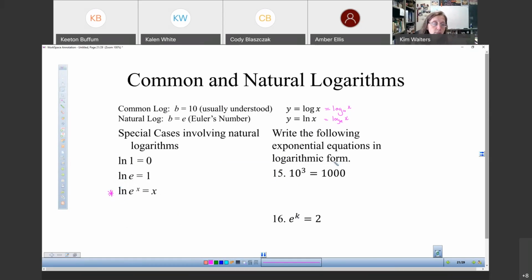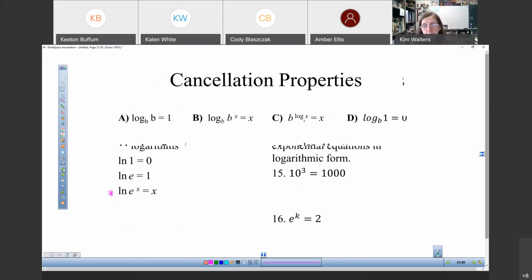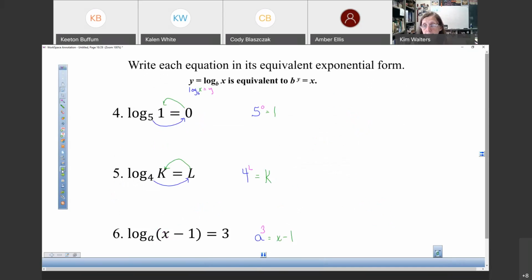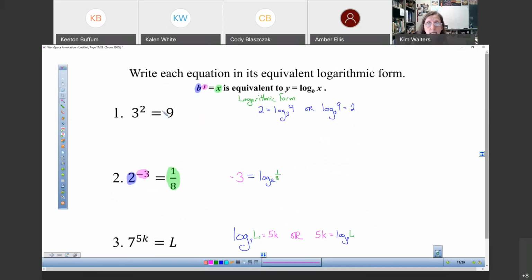So for these problems, I simply want you to take the exponential form and rewrite it in logarithmic form. Now for these, this is the same thing as when we did these problems.